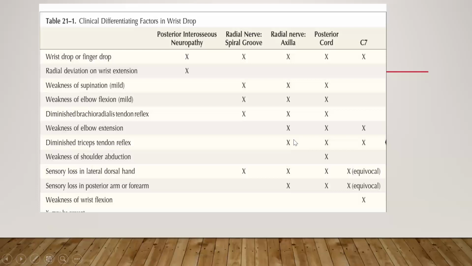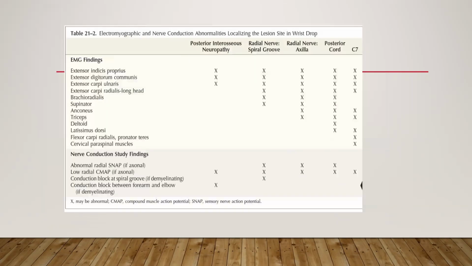So PIN: radial deviation on wrist extension and SNAP spared. Radial nerve at the spiral groove: involvement of supination and brachioradialis. At the axilla, triceps is affected. At the posterior cord, deltoid gets affected. And at C7, you have wrist flexion weakness also and paraspinal involvement. So that is how you needle also.